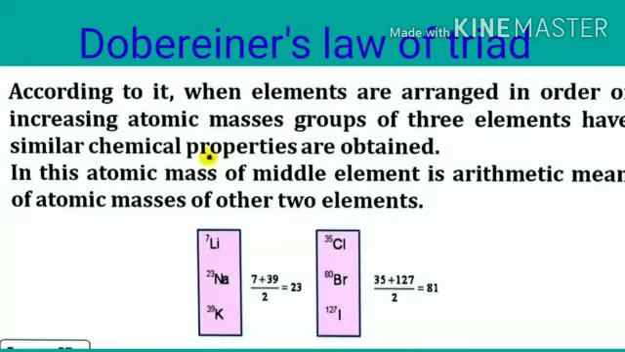Dobereiner's law of triads. Dobereiner arranged these 3 elements in an increasing order of their atomic masses. He found that the atomic mass of middle element is arithmetic mean of atomic masses of other 2 elements. There are some triads. First is lithium, sodium, potassium, and second one is chlorine, bromine, iodine.